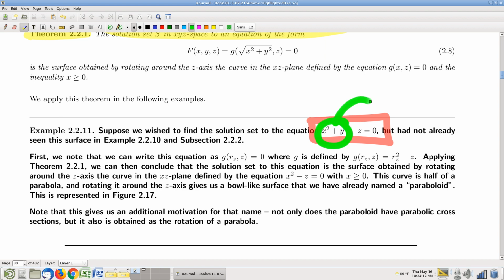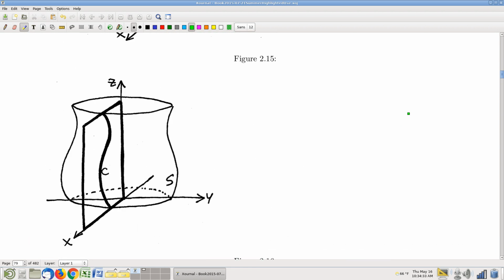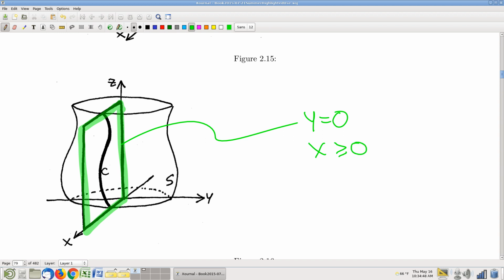X and y appear only as part of the special form. Therefore, this is rotationally symmetric around the z-axis. I can understand its cross-section. Now keep in mind, the cross-section I'm interested in, arbitrarily, is the cross-section in this half plane where y is equal to 0 and x is greater than or equal to 0. I just want to look at that one half plane.